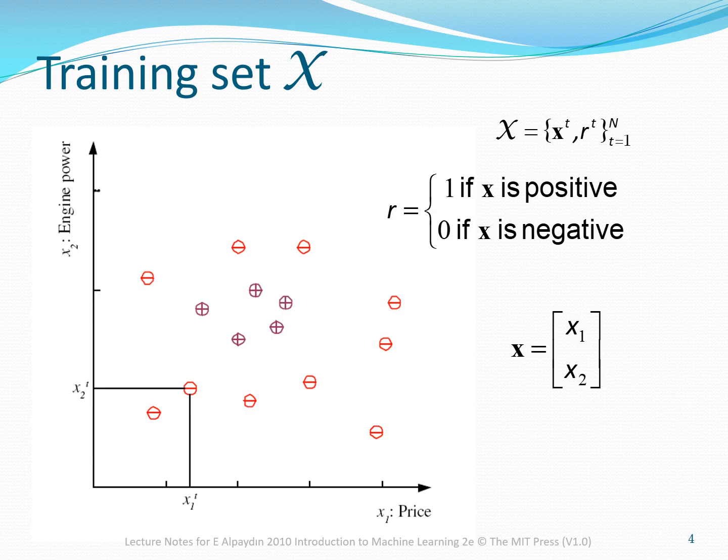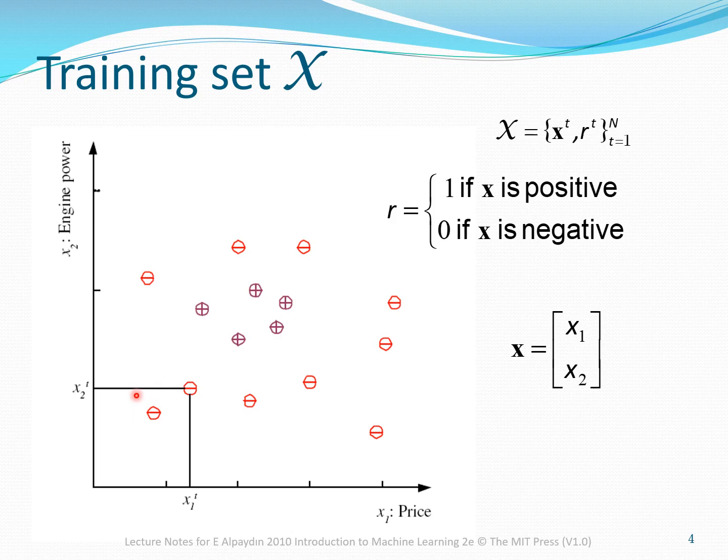The training set for the class of a family car. Each data point corresponds to one example car and the coordinates of the point indicate the price and the engine power of the car. The positive sign denotes a positive example of the class, that is a family car, and the negative sign denotes a negative example, that is not a family car. It's another type of car.